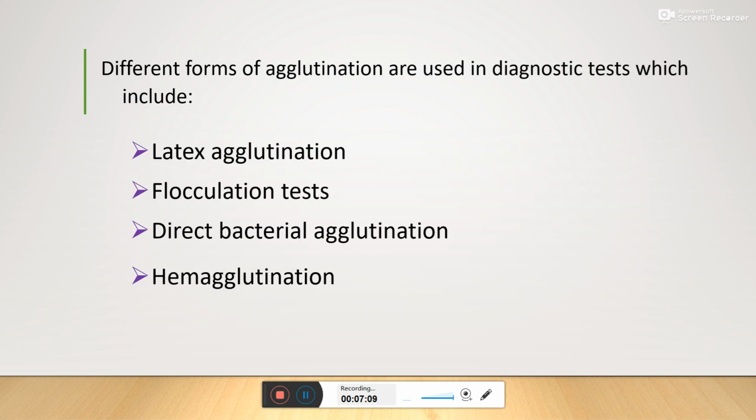There are different forms of agglutination which can be used in diagnostic tests, which include latex agglutination, flocculation tests, direct bacterial agglutination, and hemagglutination. These are some of the different forms of agglutination reactions which can be used as diagnostic tests.